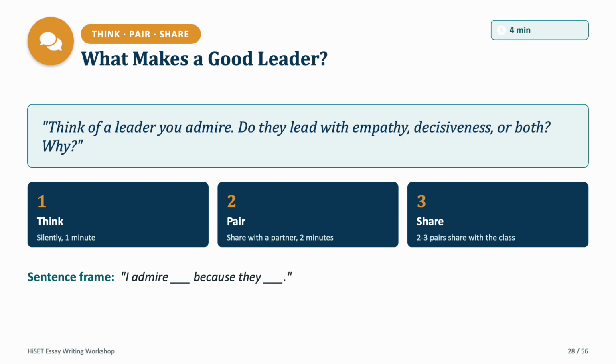I admire Abraham Lincoln because he held the United States together through the Civil War. Okay, so his quality of effective leadership was perseverance and steady resolve. Or I could say I admire Nelson Mandela because he chose reconciliation over retribution after decades of imprisonment, using that restraint to unite a deeply divided country.